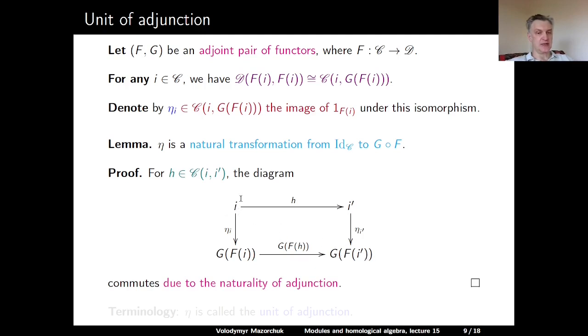Alternatively, we start at I, go by eta I to G of F of I, and then we use G of F of H to go to G of F of I prime. And due to naturality of these isomorphisms, this diagram commutes. And this means exactly that eta is a natural transformation. So this natural transformation eta is called the unit of the adjunction.